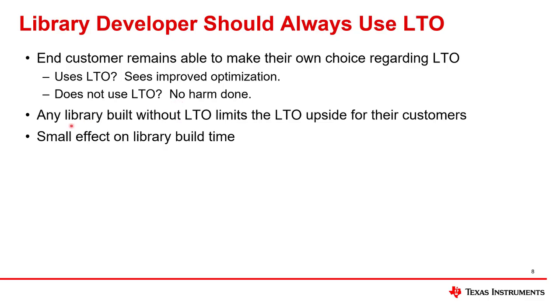The contrast is, suppose you build a library without LTO. Well, in that case, you limit the LTO upside for your customer. Okay? They'll still be able to build with LTO on their own, and they'll get some lift from LTO, but it's limited because your library won't get to participate in the LTO optimization. In addition, there's a small effect on library build time from using LTO.